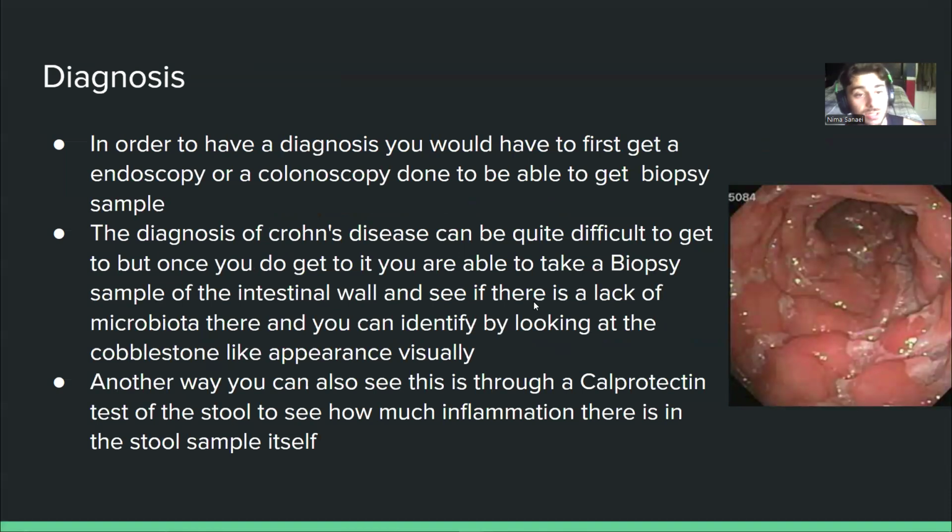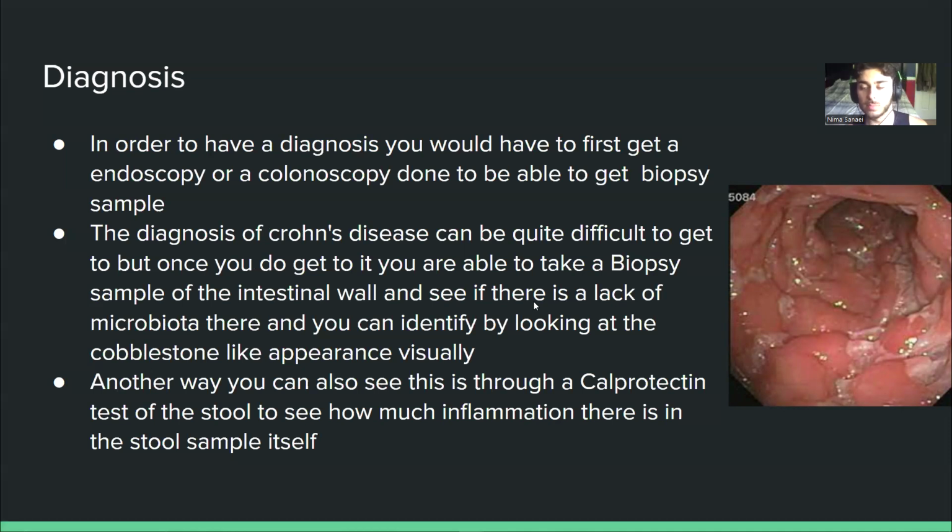Diagnosis: in order to have a diagnosis, you would first have to get an endoscopy or a colonoscopy to get a biopsy sample. The diagnosis of Crohn's disease can be quite difficult to reach because of the very vague signs. It's such a hard thing to diagnose because people don't have a telltale sign of it, and it's kind of beating around the bush when you're trying to look for it specifically. But once you are able to get an endoscopy or colonoscopy ordered, and people think there's something more wrong with you than just a stomach ache, which some people just pass off as a stomach bug.